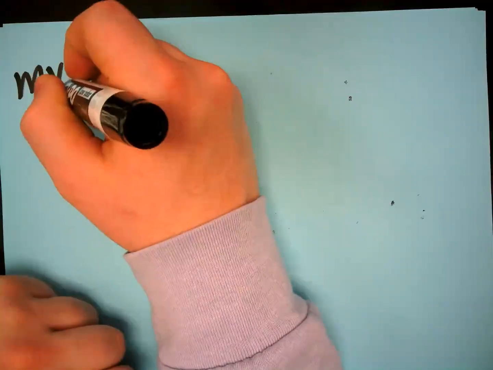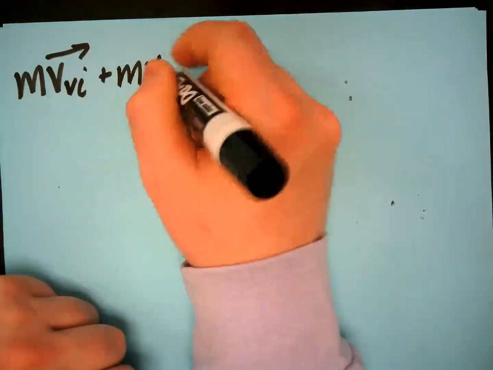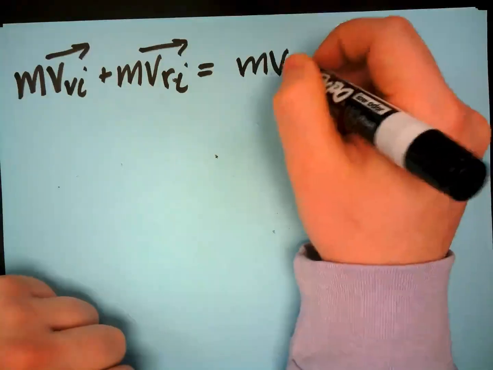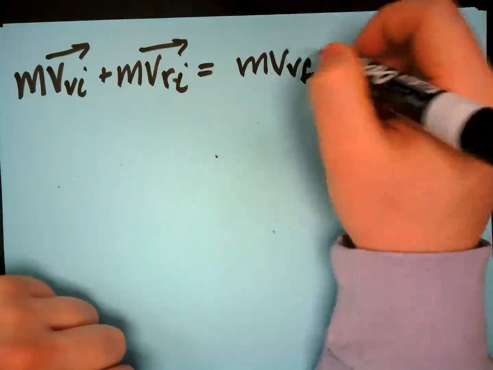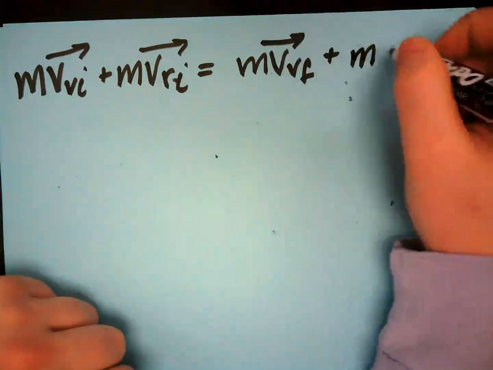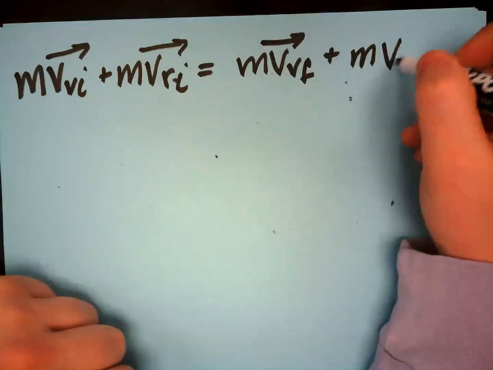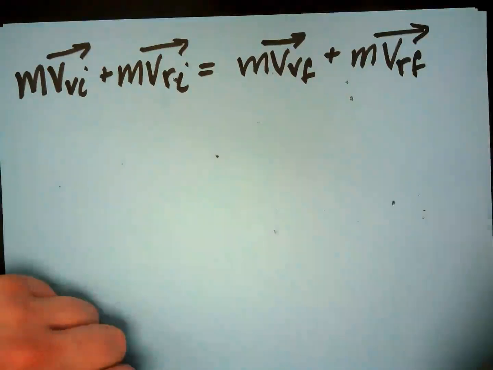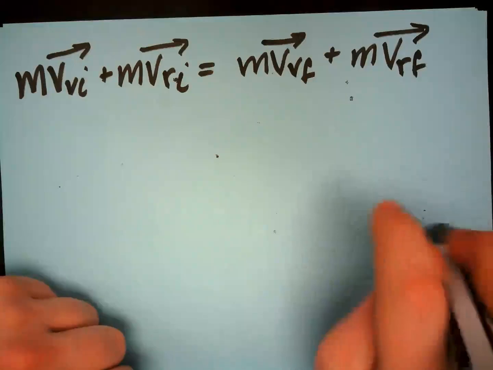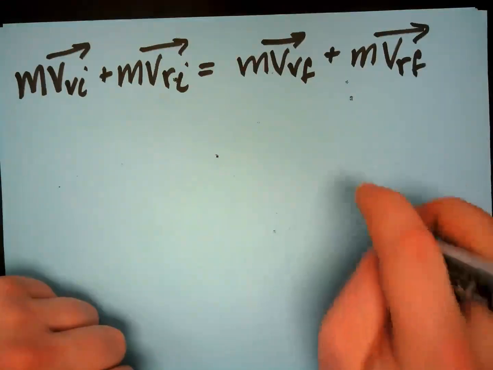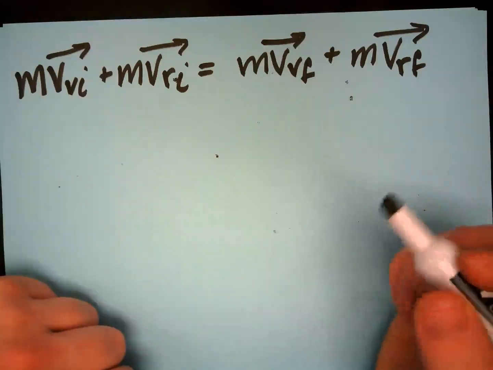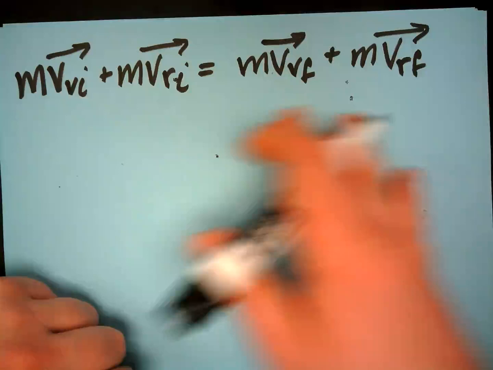mv vi plus mv ri equal to mv vf plus mv rf. Okay, now, this is what's really cool, is that if we did not know the direction of the boat, or the direction the boat was going, actually, I won't say anything just yet. We'll hold on to that for a second. So, okay, we've got our equation here.